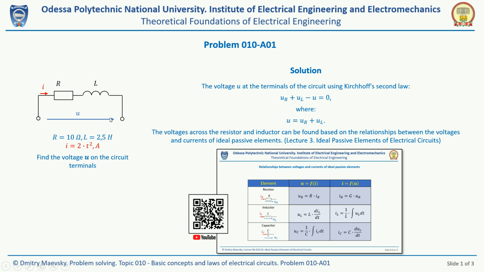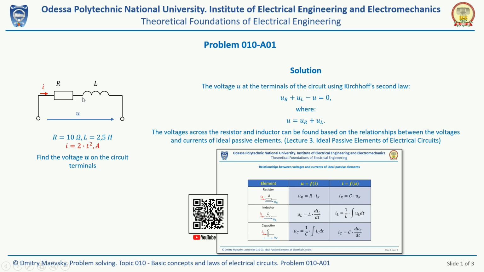To do this, we use Kirchhoff's second law. It says that the algebraic sum of voltages in a mesh equals 0. We will go around this mesh clockwise. The voltage across the resistor is in the same direction as the current and the direction of the loop, so we take it as positive.